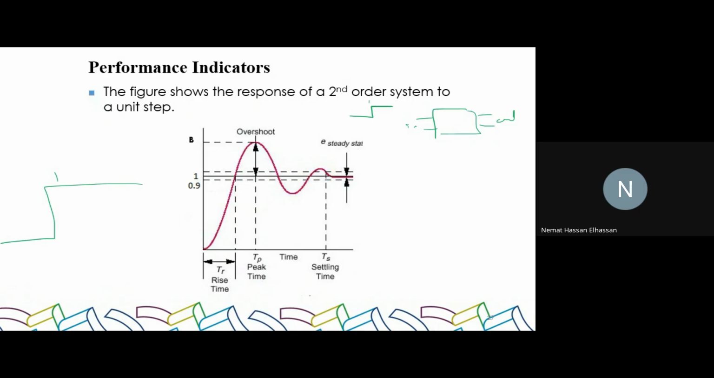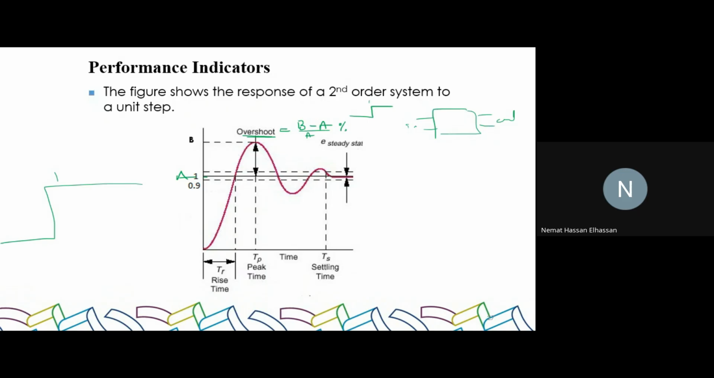Specifically, we have the overshoot, which is a percentage, which is how high it will exceed the steady state value. So for example, let's say the steady state value is A. It should stabilize at a value of A, but it overshot to a value of B. So that means the overshoot percentage is equal to (B minus A) over A, percent.